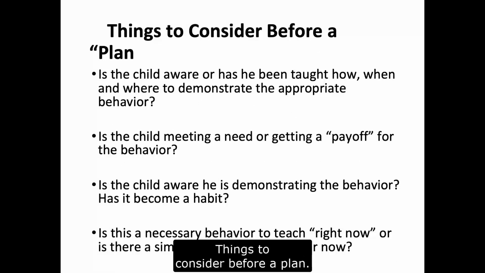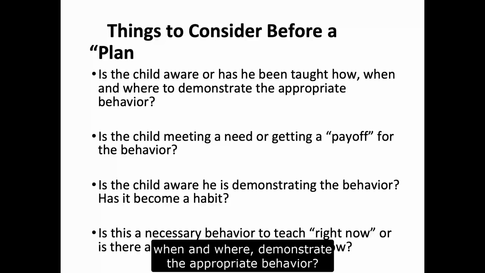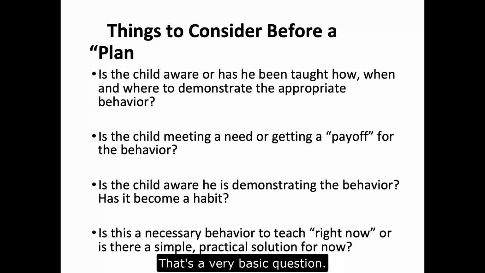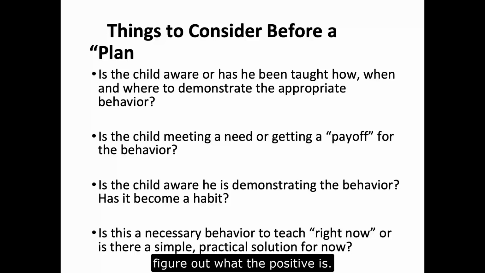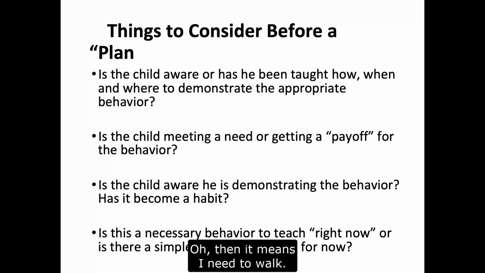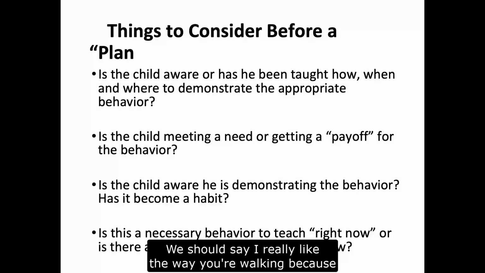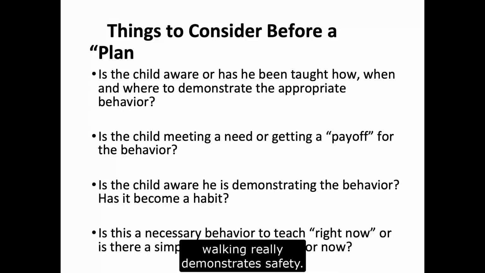Things to consider before a plan. Is the child aware, or has he been taught how, when and where to demonstrate the appropriate behavior? That's a very basic question. Have you been taught? How have you taught this? How have you demonstrated this? How have you really shown him what to do? Often we expect children to figure out the positive from our negatives. Don't run. Oh, then it means I need to walk. We should say, I really like the way you're walking, because walking really demonstrates safety. Thank you for walking. Did I say anything about running?